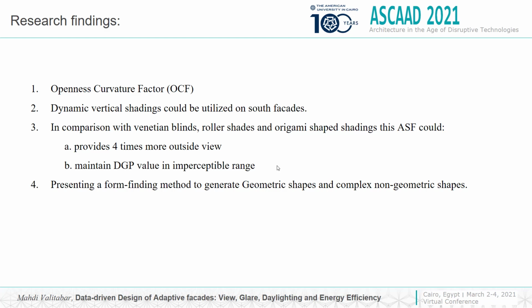Finally, the main research findings are presenting a new metric, openness curvature factor, as a contribution to the knowledge of adaptive facades, and presenting a new approach, a new method to design adaptive solar facades. This method could be used through a form finding process in order to generate some optimum geometric or also complex non-geometric shapes, which could provide more outside view and keep the amount of DGP in imperceptible range.